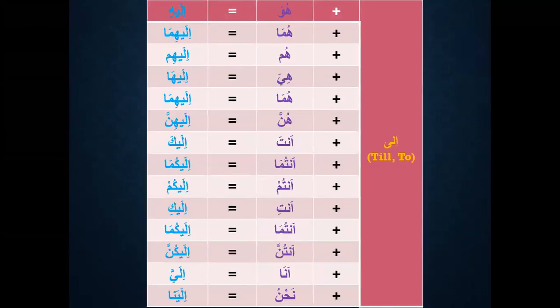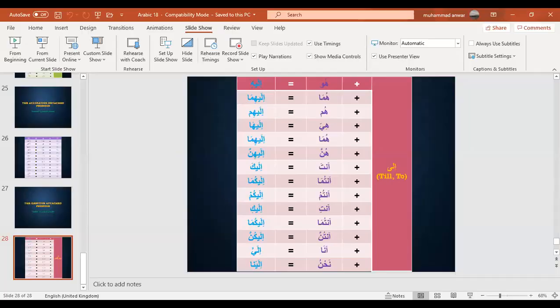Okay, and then for harf al-jar, if you add harf al-jar with the same, ilahu becomes ilayhi. How and why? But this is how Arabs do. You just have to memorize this. Ilayhuma becomes ilayhima. Ilayhim, ilayha, ilayhima, ilayhinna, ilayka, ilaykuma, ilaykum, ilayki, ilaykuma, ilaykunna, ilayya, ilayna. This is how they use it. We have to just memorize them because there's no other way. Otherwise, you would find it difficult to be connected to this Arabic.